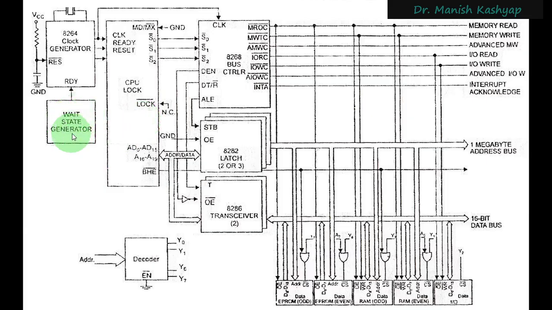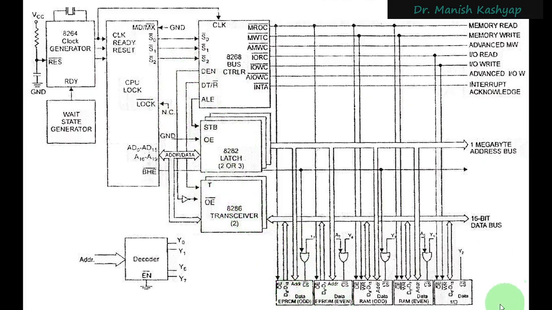You have also inserted some wait generator here, and then you have the 8288 bus controller IC, the 8282 latch, or 8286 transceiver, right? So all of these are connected in this fashion, and to be able to activate these latches and transceivers, you have got these DEN, DT/R and ALE signals. So they are connected to these things.